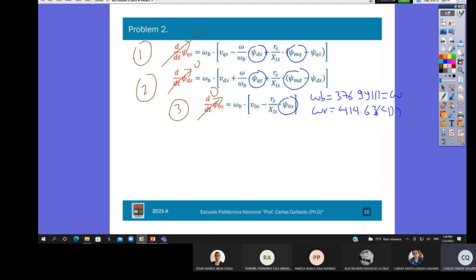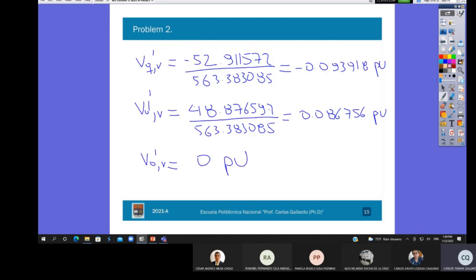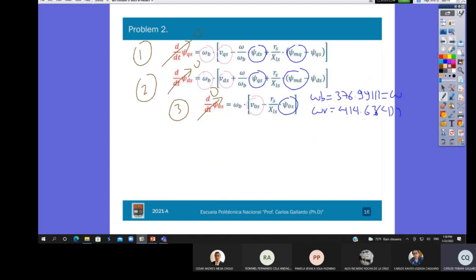Okay, so substituting the data, substituting these values. So I will substitute this value. Do you remember we have already computed the quadrature axis voltage and the direct axis voltage and this value? So we have for the stator and from the rotor. We know these values, right? Okay, so let's substitute these values.